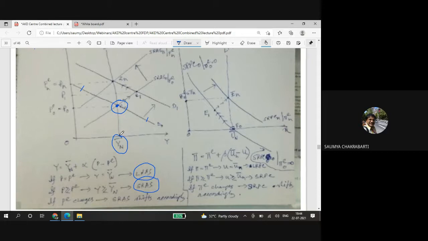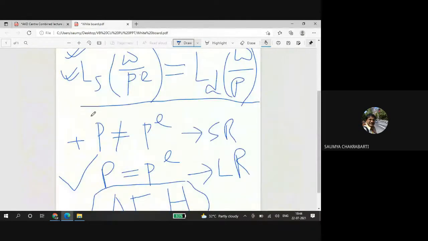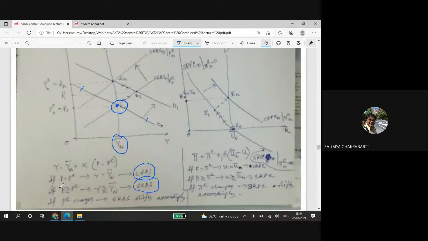That is extremely important. So we are ruling out this case when we are at YN, and that is actually written here also, that when P is equal to PE, Y is equal to YN. It is not Y not equal to YN. It is neither Y greater than YN nor Y less than YN. So we are on the long run aggregate supply curve, and that's why we get 5 conditions satisfied.